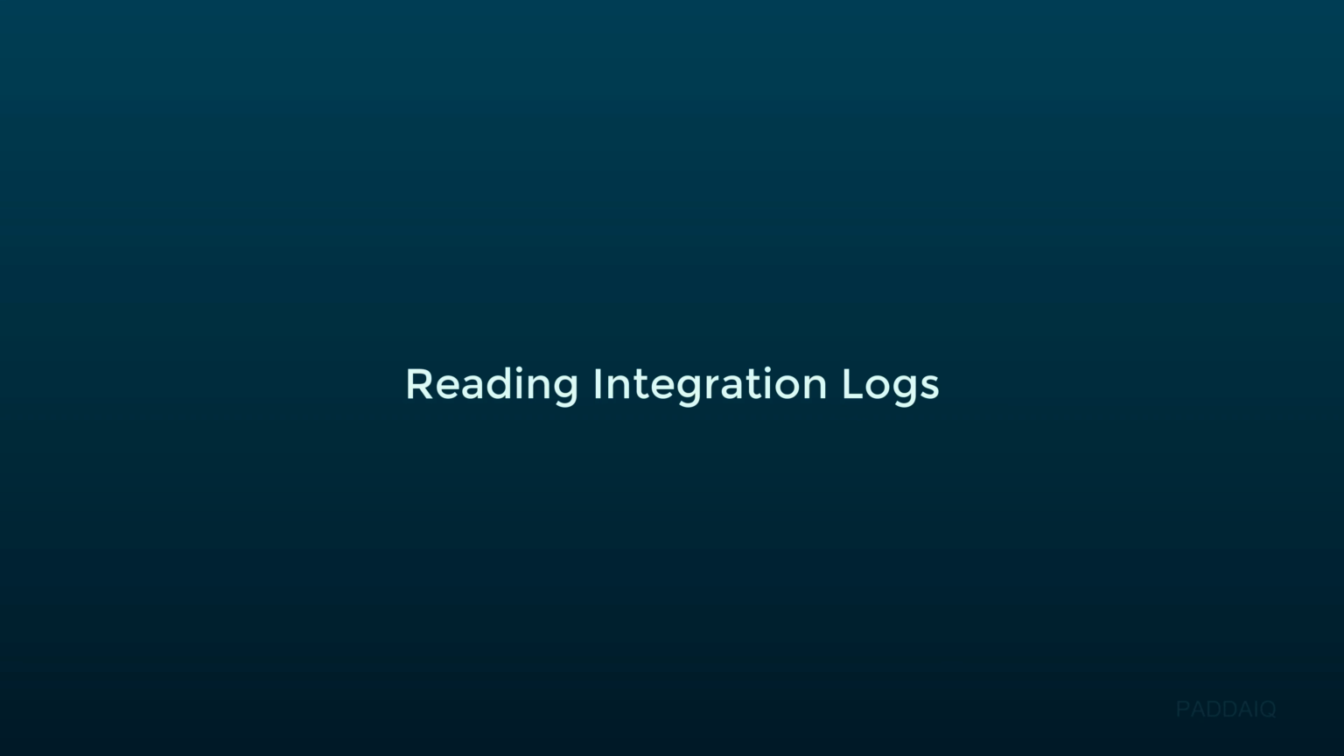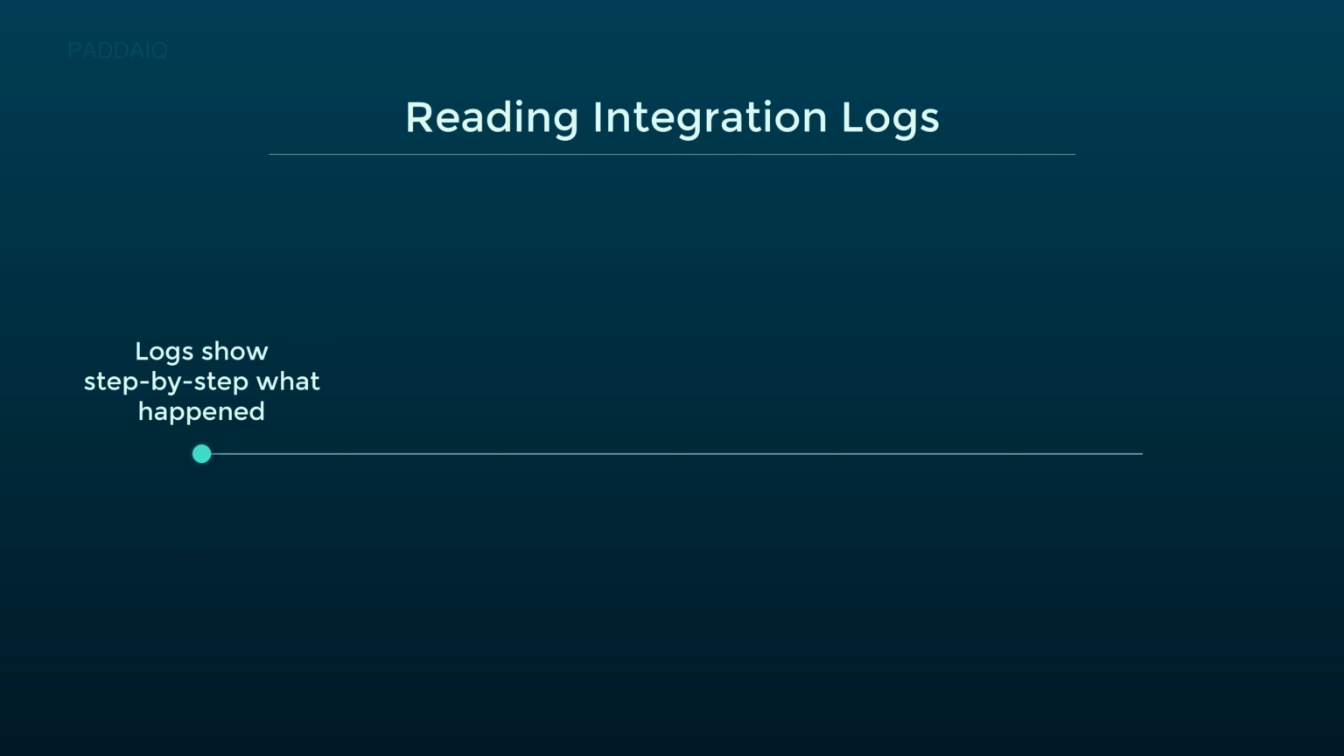Reading integration logs. Logs show step-by-step what happened. This means you can trace each action in order, like following a recipe. For example, if a customer order fails to sync, the log lists each step: read data, transform format, send to ERP, and where it stopped. This detailed view helps you quickly identify and fix the exact point of failure in your integration process.